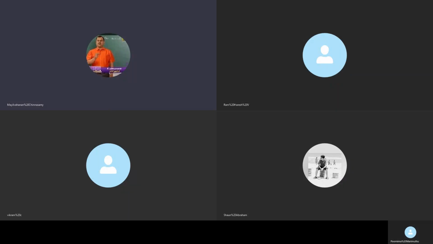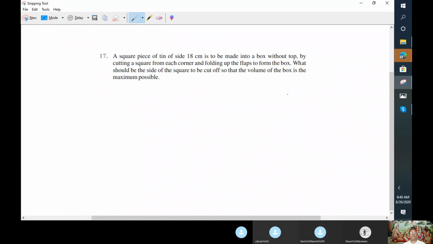Hi friends, a square piece of side 18 centimeter is to be made into a box. So they have given a square. This is a square tin. 18 centimeter is the side. This is your 18 centimeter, 18 centimeter. So all the sides are 18 centimeter.